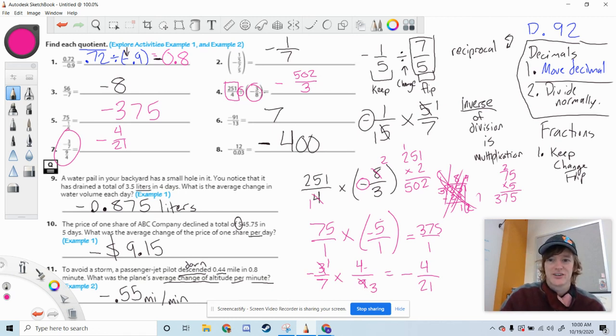2 inverses cancel each other. So we have the inverse, the reciprocal. The inverse of division is multiplication. So it's keep, change, flip. And then you can look for your diagonals like we did in our previous section where we were multiplying rational numbers. And then you'll have a reduced fraction.